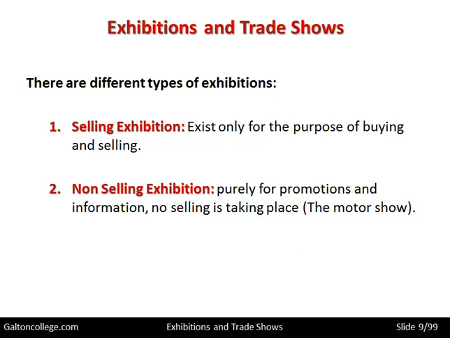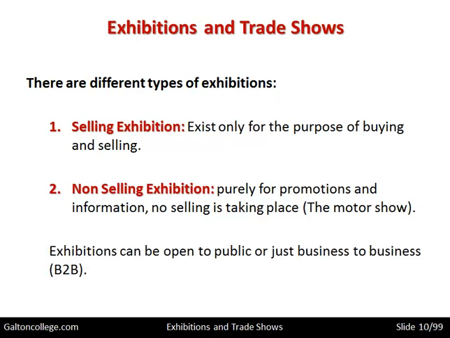For example, the motor show. Generally speaking, they don't sell cars at the motor show. They simply show off the car. And the motor show is perhaps aimed at distributors, car distributors and garages and people within the trade. So there are non-selling exhibitions where simply the products are shown off. And it can be open to the public or just to businesses. It could be business to business, B2B, or it could be open to the public. It depends. Different shows have different strategies and different routes. Some are open to the public and some are not.